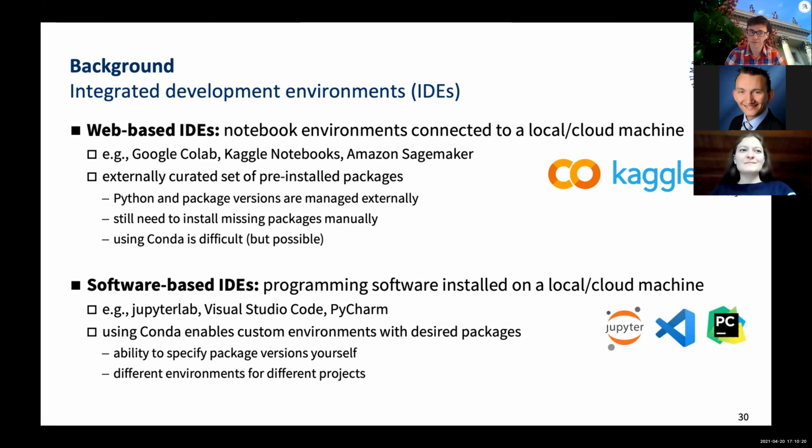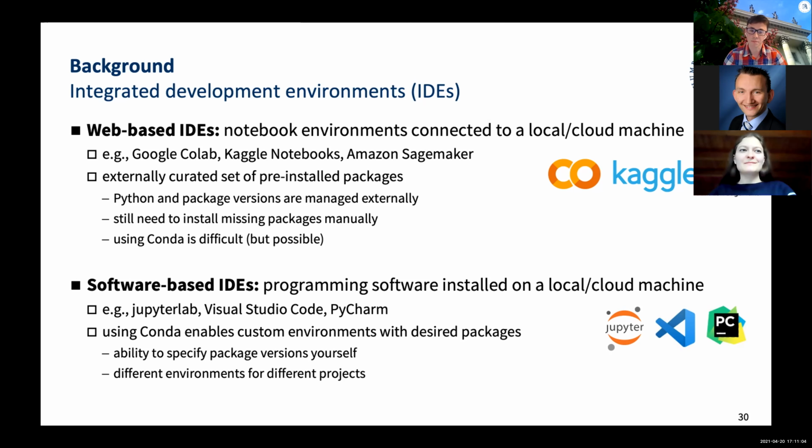And in that case, yes, you have a set of pre-installed packages. The Python is installed, many of the packages are already installed, and you don't need to do anything about that, but it is managed externally. If Google decides to update Python from 3.7 to 3.8, then you need to make changes in order to adapt all your projects to that. Or if you want to work with packages that are not included with Colab, you need to install them manually. And if there are any conflicts, you also need to resolve them manually. Using Conda to do that in this kind of web-based environments is difficult, although it is possible, but it is too much effort.